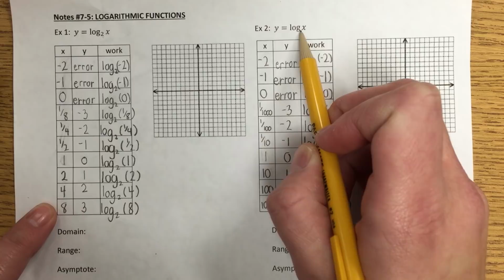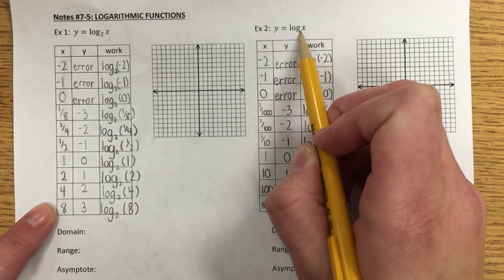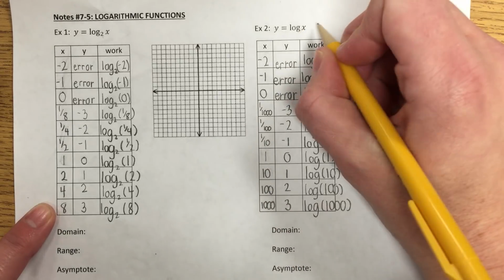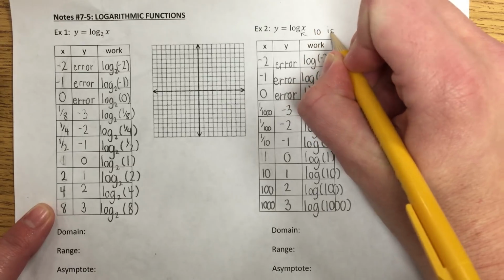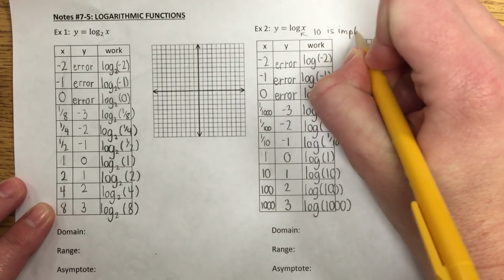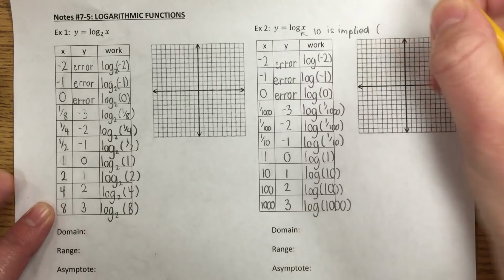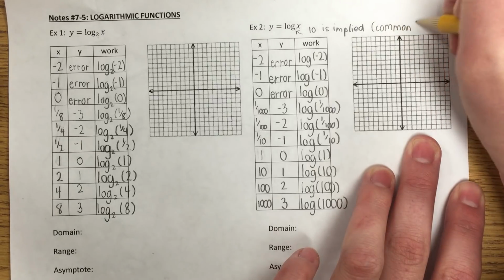And then we're also going to be exploring log base 10. So you'll notice this log here does not have the number 10 written. So if there is no base written, 10 is implied. So this is log base 10, and it is also sometimes called the common log.